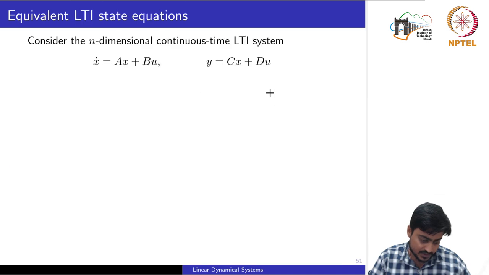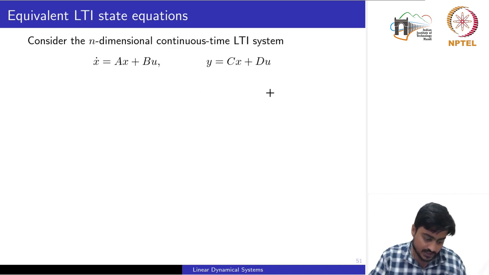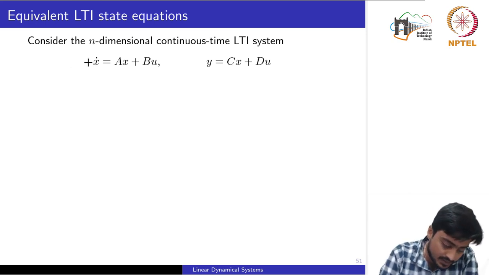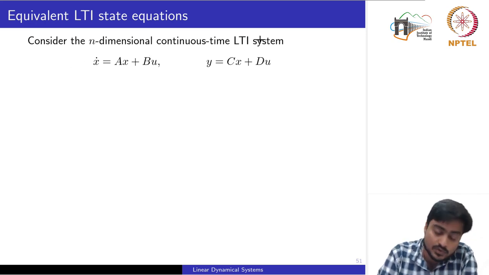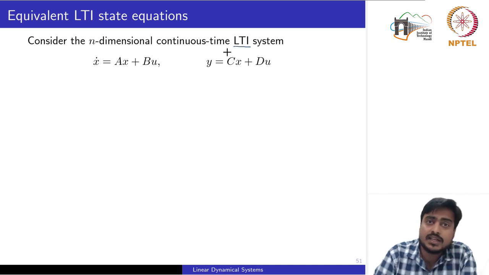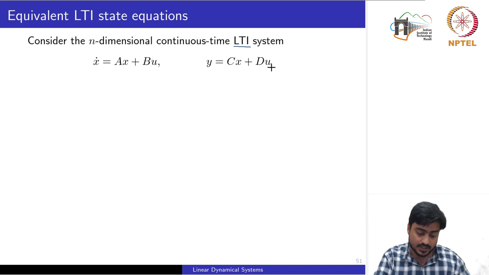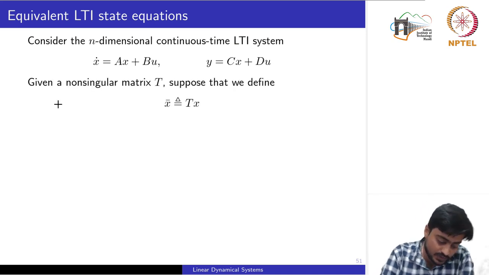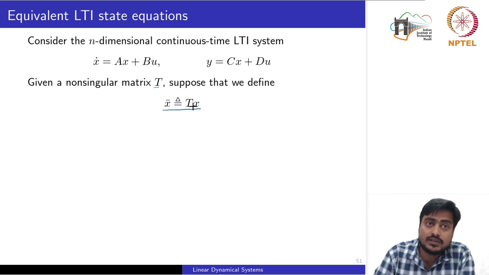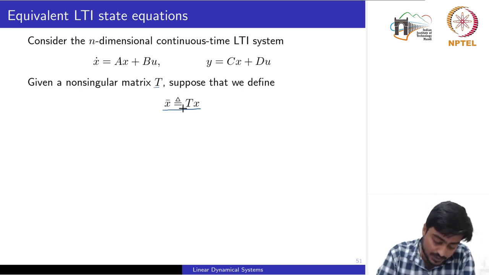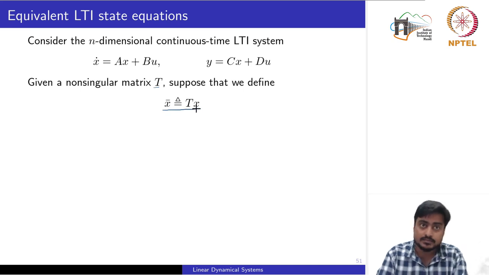First we'll define this notion very quickly in an informal way. Let's say we have an n-dimensional continuous time LTI system. First we'll discuss the LTI systems and then move towards the LTV case. We have this state equation given by x dot, and the output equation. Suppose we are also given a non-singular matrix T. We define a variable x bar equal to the multiplication of the non-singular matrix T and the state variable x.